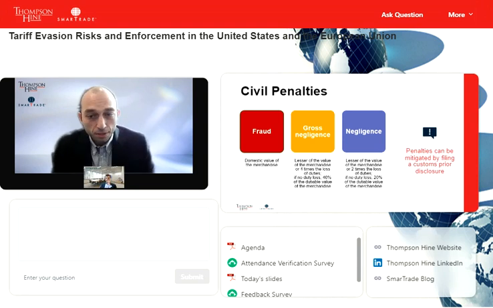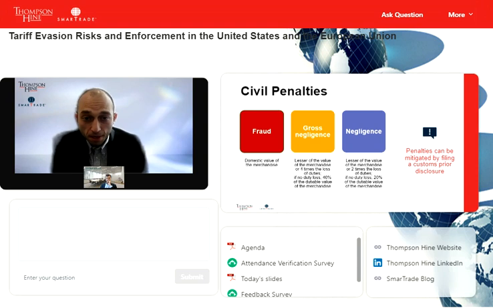So in this slide, you see the maximum penalties that may be imposed under the statute for trade violations. For fraudulent violations, the CBP can impose penalties up to the domestic value of the merchandise. And for grossly negligent violations, this is up to the lesser of the domestic value of the merchandise or 4 times the loss of duties. And if there was no duty loss as a result of the violation, then the maximum penalty could be 40% of the dutiable value of the merchandise.